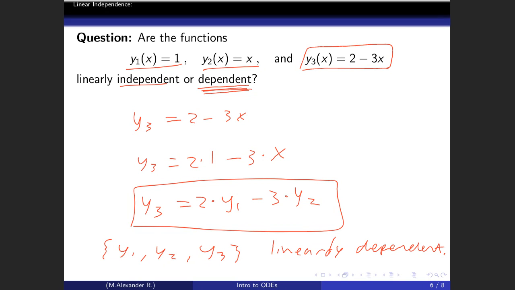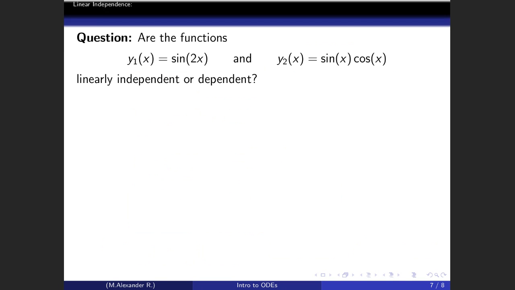Okay, so I feel that this definition is a little bit easier to deal with. The only catch is that you have to deal with a little bit of algebra here, and this is not difficult algebra, but you have to look at the functions and ask yourself, can I make one of them be equal to a combination of the other ones? In this case, it's a little bit easy, but sometimes they might get a little bit complicated. So I have another example next that will show you that it's sometimes not so straightforward.